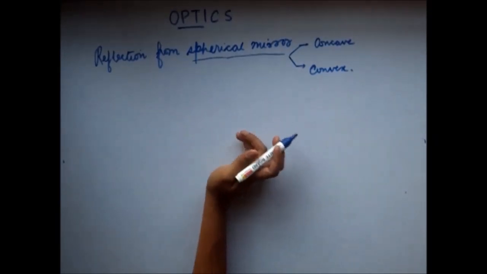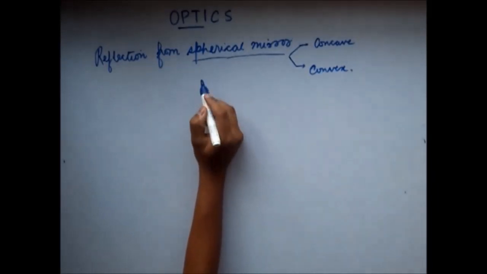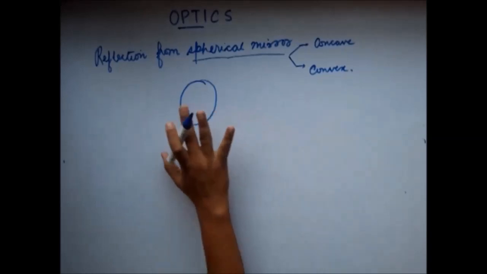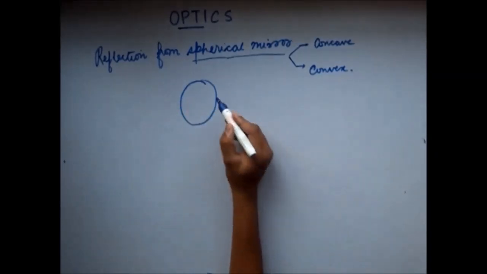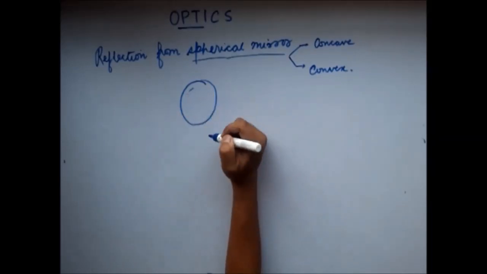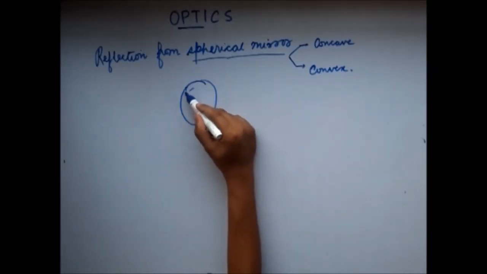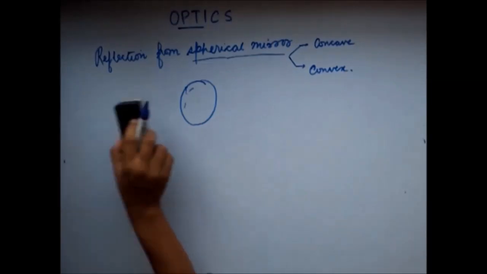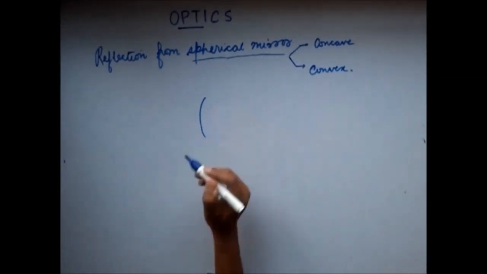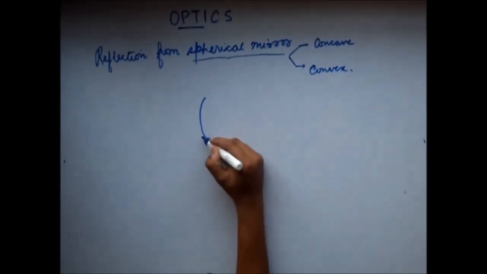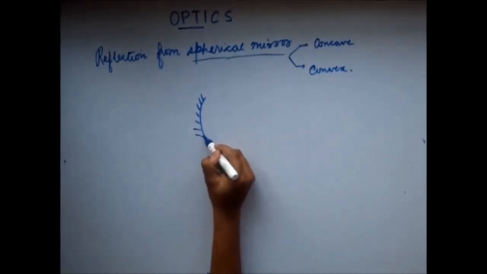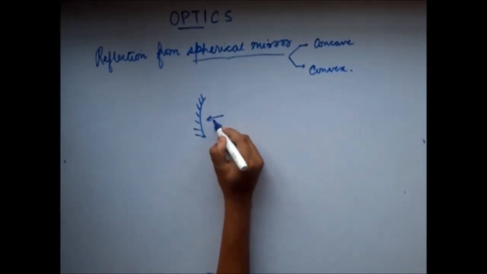A concave mirror is basically when, suppose this is some spherical body whose inner side is hollow, hollow from inside, and I cut a mirror from here. So now I have a mirror like this. A concave mirror is the one in which the outer side is polished. So this side is polished, that means it's a concave mirror.